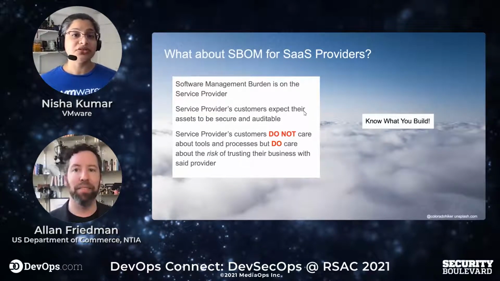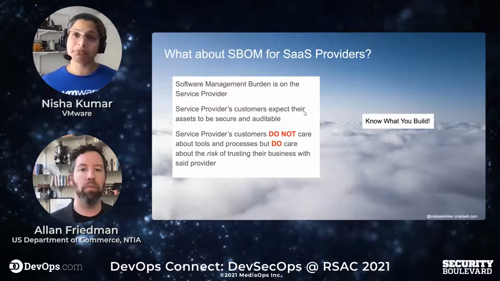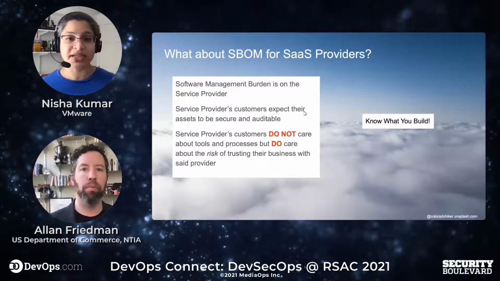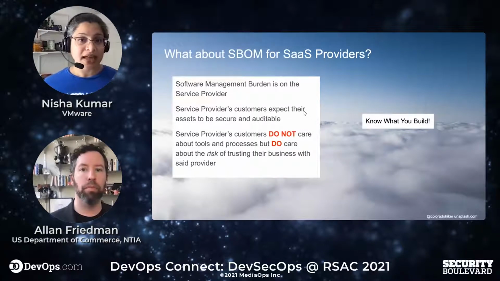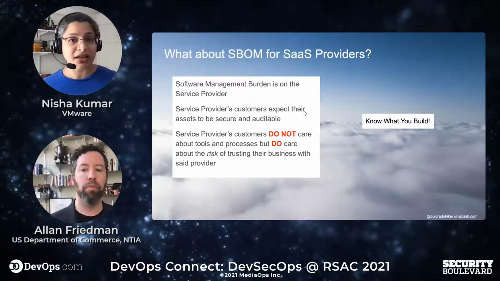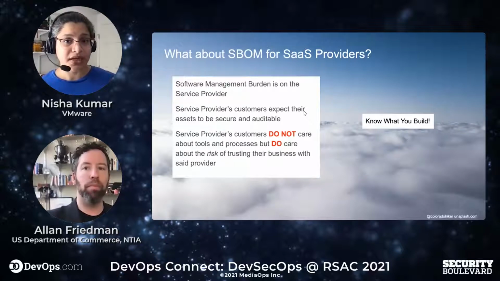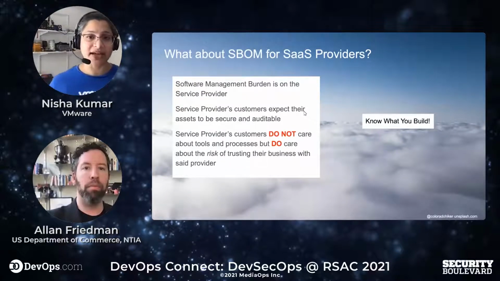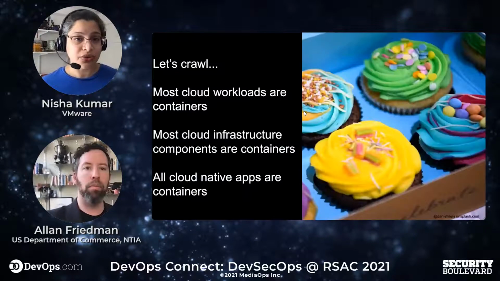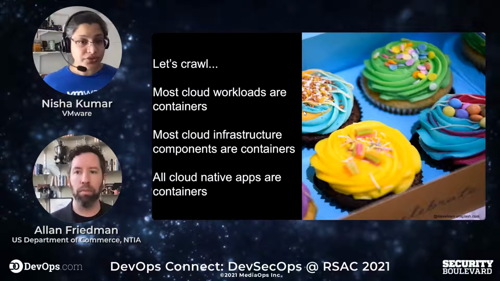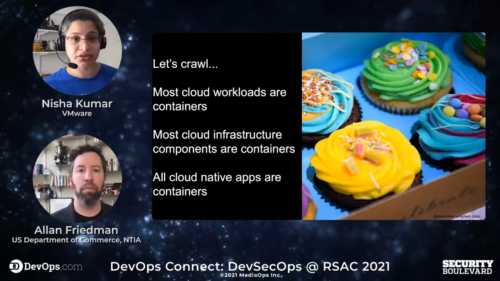Customers don't really care about the background machinery that providers use, but they do expect that their assets be secured and auditable. And they care about the risk they will be taking by entrusting a significant amount of the business operations to the service provider. So the question a service provider has to ask today is, do you know what you built? Do you know all the cogs in your machinery? You don't need to provide one to your customer, maybe, maybe not, depends on the customer, but you do need it for yourself in order to audit your software supply chain.